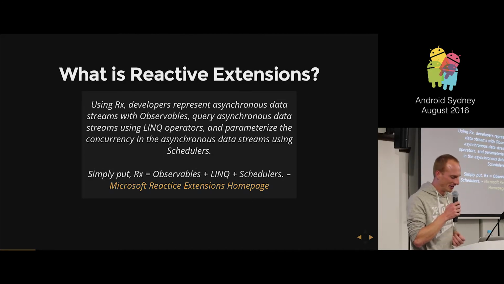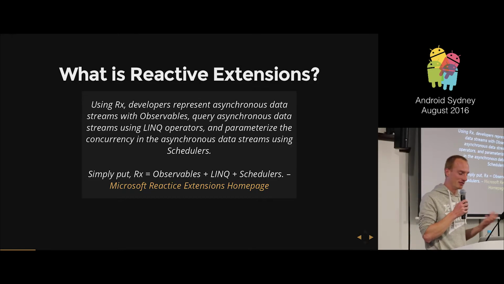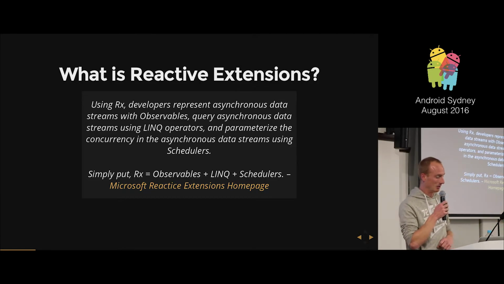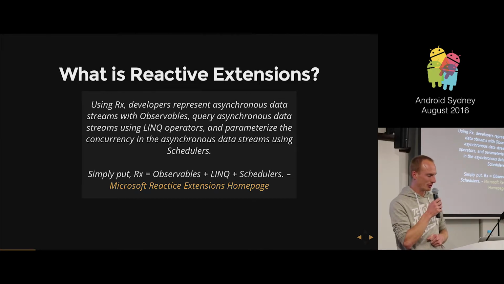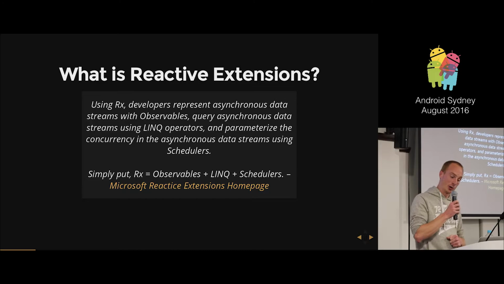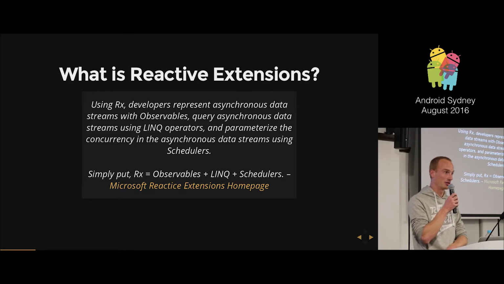That was pioneered at .NET. So what does Microsoft have to say about this? They invented this stuff practically. So this is their summary from the Reactive Extensions homepage. It says, using Rx, developers represent asynchronous data streams with observables, query asynchronous data streams using LINQ operators, and parameterize concurrency in the asynchronous data streams using schedulers. Simply put, Rx is observables plus LINQ plus schedulers.